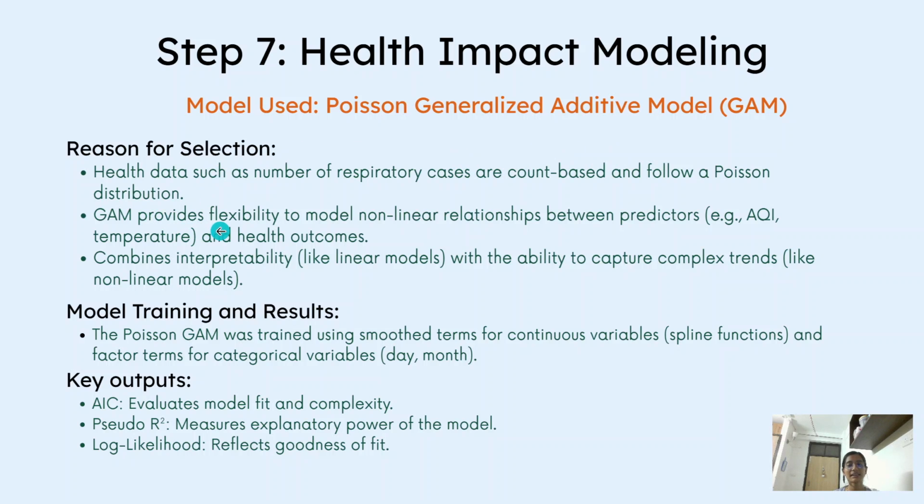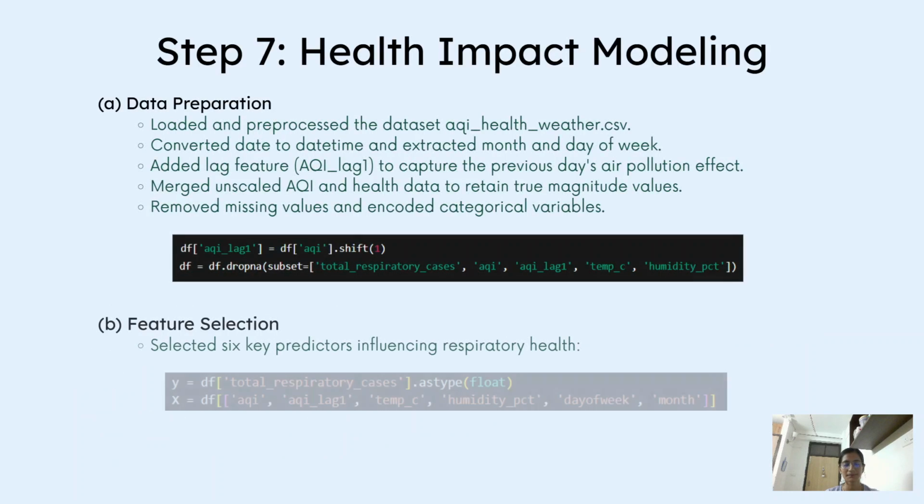GAM provides flexibility to model non-linear relationships between the predictors, for example AQI and temperature, and health outcomes. It combines the interpretability of a linear model with the ability to capture complex trends like non-linear models. In the model training and results part, it is trained using smooth terms for continuous variables, spline functions, and factor terms for categorical variables, days and month. The key outputs are AIC, pseudo R-squared and log likelihood. Log likelihood, we can see in the further slides.